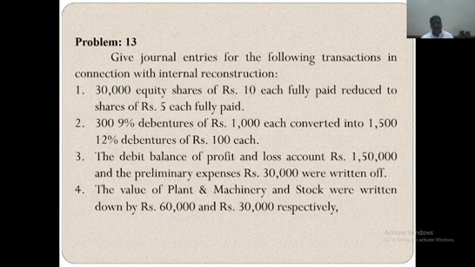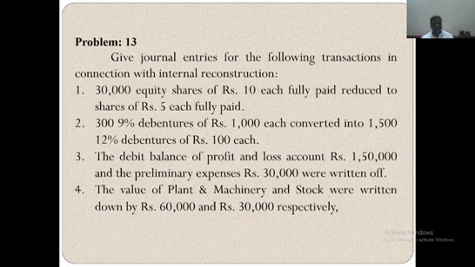For the reconstruction scheme, they got the approval from the court: 30,000 equity shares at the rate of 10 each, but share value reduced to rupees 5 each. So old equity share capital account debited to new equity share capital and capital reduction. 30,000 into 10, 3 lakh debited to equity share capital account. Then 30,000 into 5, 1,50,000 credited to new equity share capital. Then 1,50,000 credited to capital reduction account.